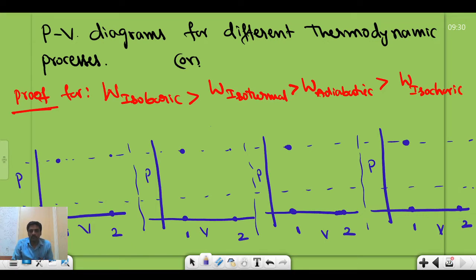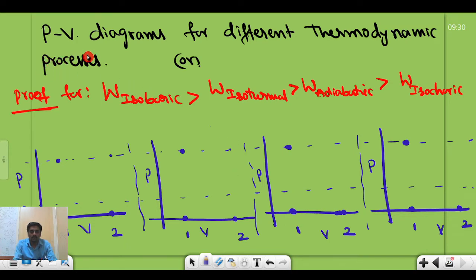In the last class, we discussed the first law of thermodynamics in the adiabatic process. Today our goal is to find out why the work done in the isobaric process is greater than the work done in the isothermal process, which is greater than the work done in the adiabatic process, which is greater than the work done in the isochoric process.